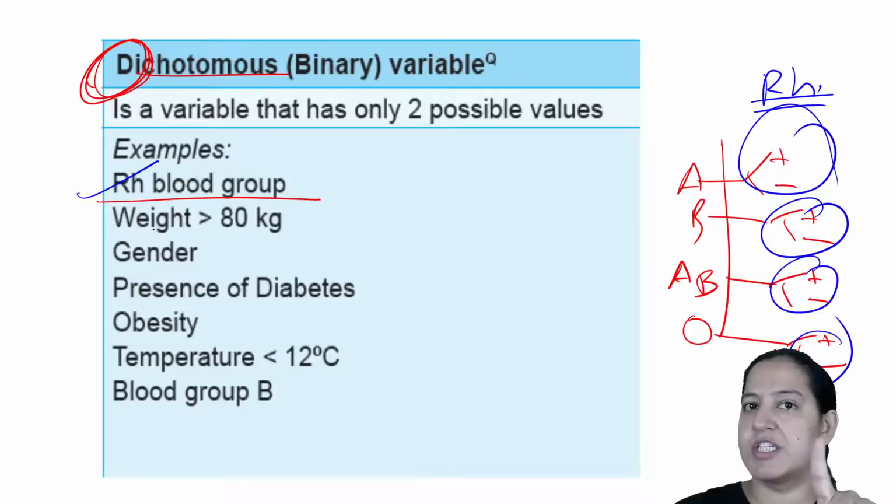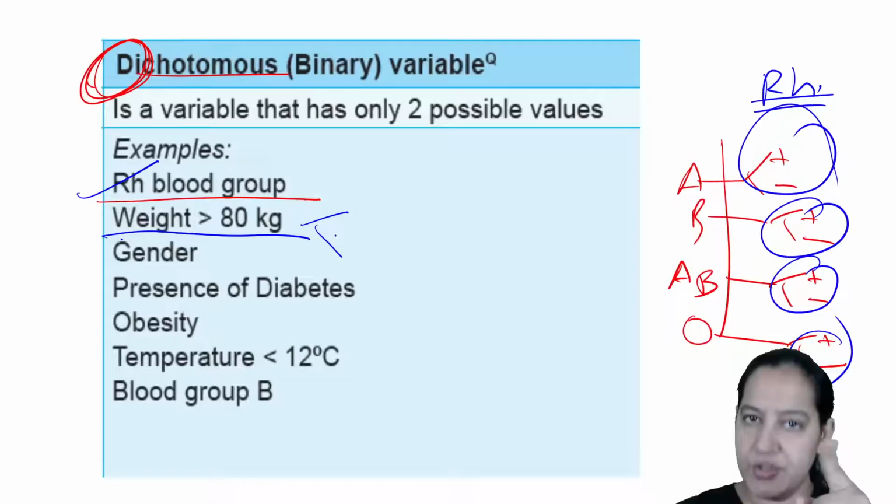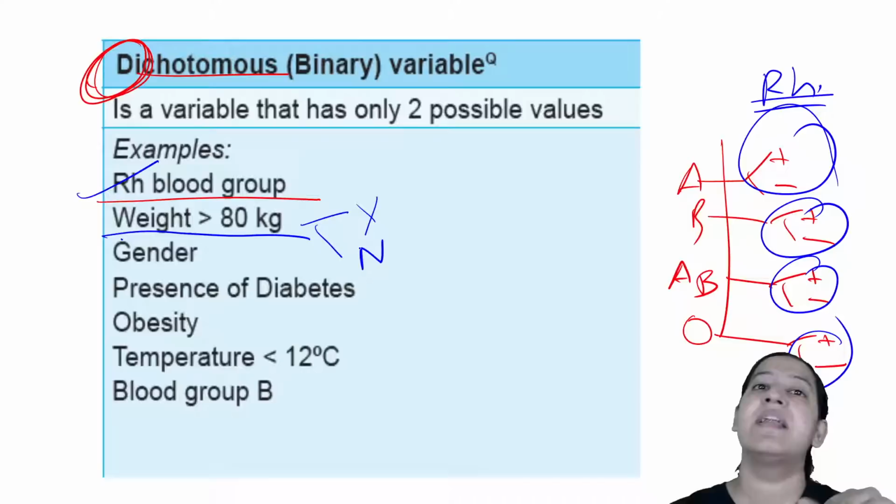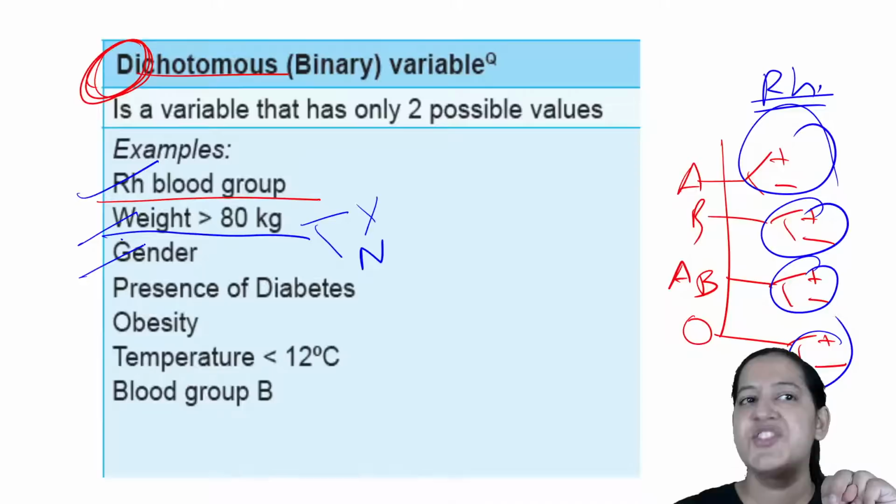I'm not saying weight. I'm saying weight greater than 80. Say yes or no. Is your weight greater than 80? Either you will say yes or you will say no. You don't say, "my weight is..." Don't give a full answer. Give me whether yes or no. So it is having only two options. What is the gender? In gender, usually we have only two options, that is male and female.